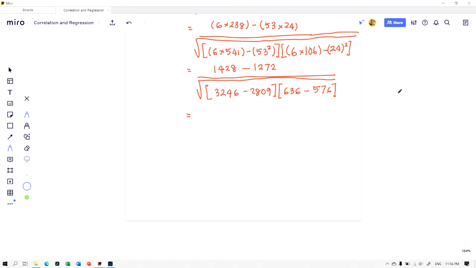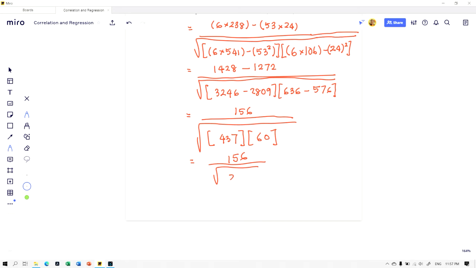1428 minus 1272 is equals to 156, and next is 3246 minus 2809, which is equals to 437, and 636 minus 576 is equals to 60, and this is equals to 156 divided by the square root of 26220, and if you solve this, you will get the value of r to be 0.96.